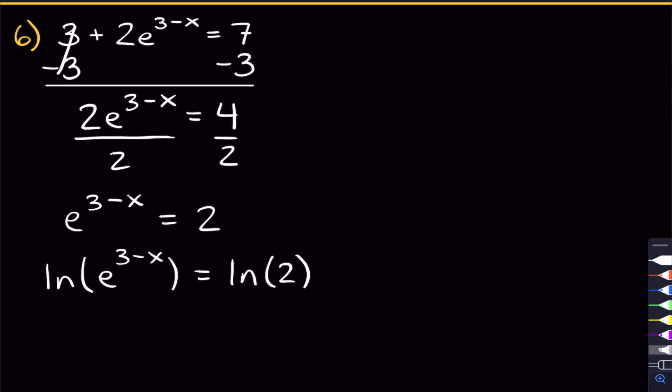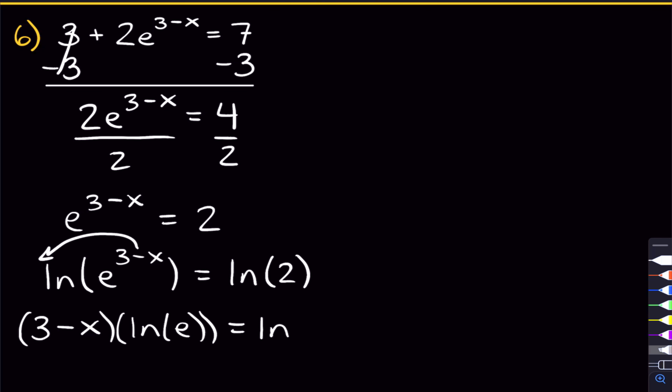Now from there, we've got this 3 minus x in the exponent. We can pull that out and get 3 minus x times the natural log of e is equal to the natural log of 2. And well, we know the natural log of e is 1. That's why we take the natural log of both sides when we deal with e. So if natural log of e is just 1, then the left-hand side is just 3 minus x. So we can write this as 3 minus x is equal to the natural log of 2.